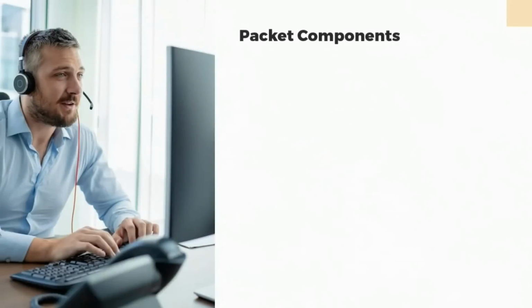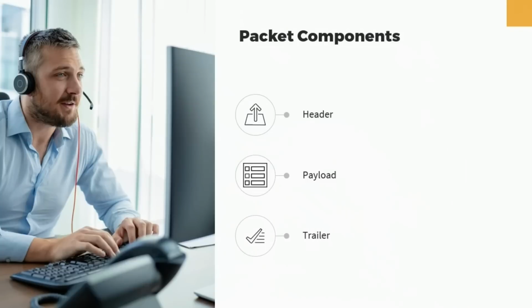As for the components of a packet, each one includes a header, a payload, and a trailer. The header will typically include information such as the destination address and the source address that sent it. The payload represents the data itself, and the trailer usually includes some type of error correction mechanism.